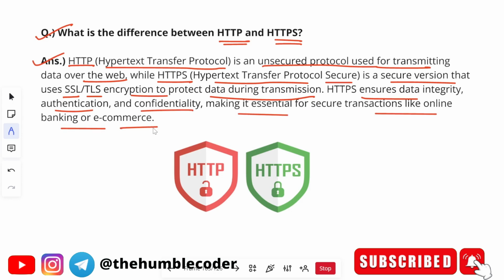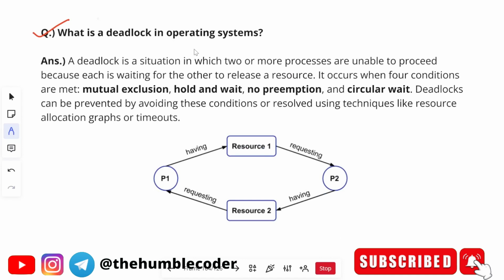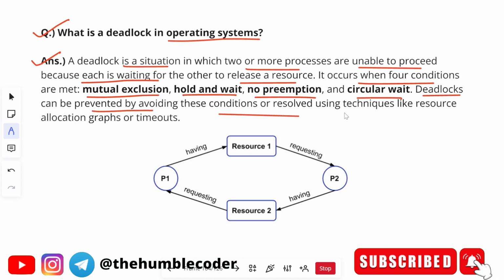Okay, moving on to the next question. What is deadlock in operating system? So now we have a question from operating systems. Let's see what can be the answer for this one. A deadlock is a situation in which two or more processes are unable to proceed because each is waiting for the other to release a resource. It occurs when four conditions are met, which are mutual exclusion, hold and wait, no preemption, and circular wait. Deadlocks can be prevented by avoiding these conditions or resolved using techniques like resource allocation graphs or timeouts.